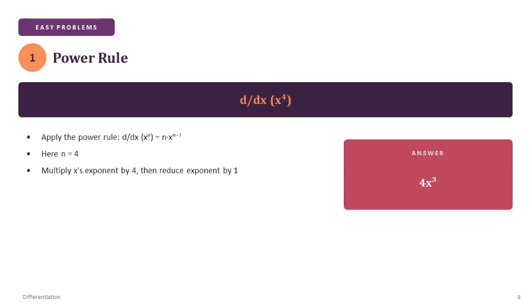Now we are going to see the first problem. d by dx of x^4. We are going to apply the power rule. d by dx of x^n is equal to n x^(n-1). When we compare the question and the formula, we can know that n is equal to 4. So replacing n is equal to 4 in the power rule, it becomes d by dx of x^4 is equal to 4 into x^(4-1), which gives the answer as 4x^3. Therefore, d by dx of x^4 is equal to 4x cube.